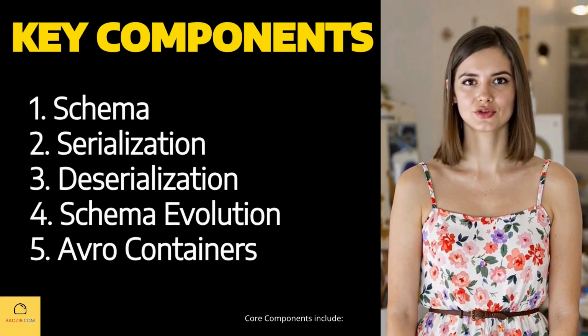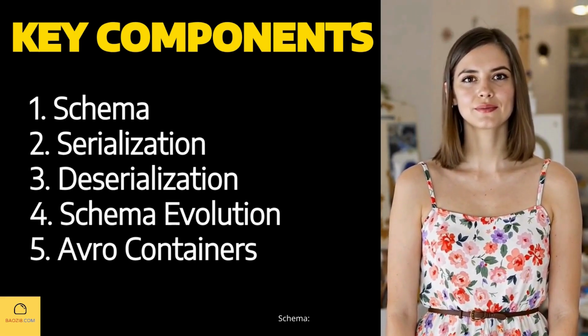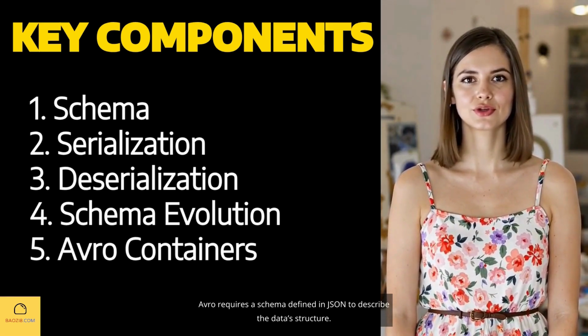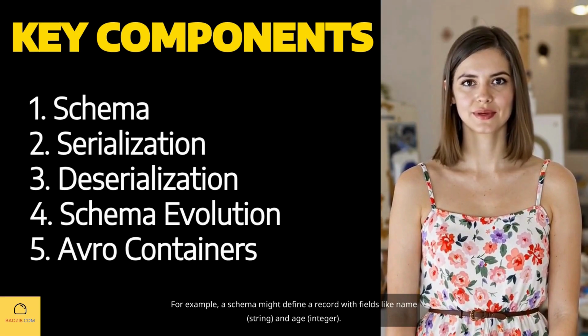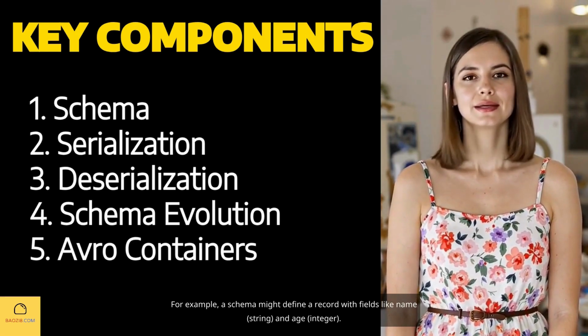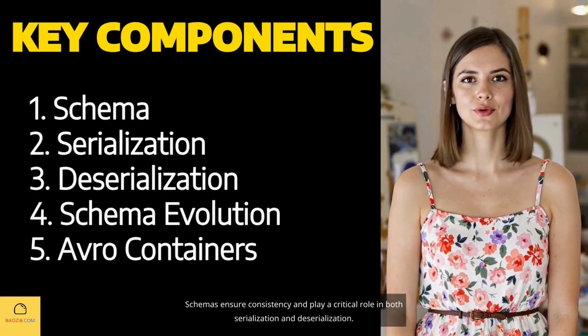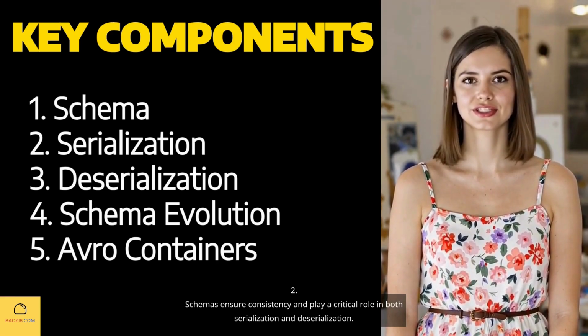Core components include 1. Schema. AVRO requires a schema defined in JSON to describe the data's structure. For example, a schema might define a record with fields like name, string, and age, integer. Schemas ensure consistency and play a critical role in both serialization and deserialization.